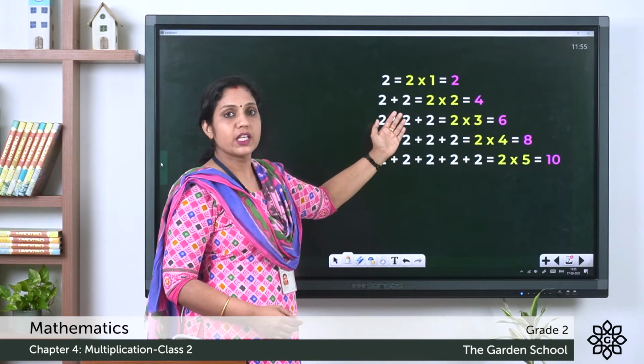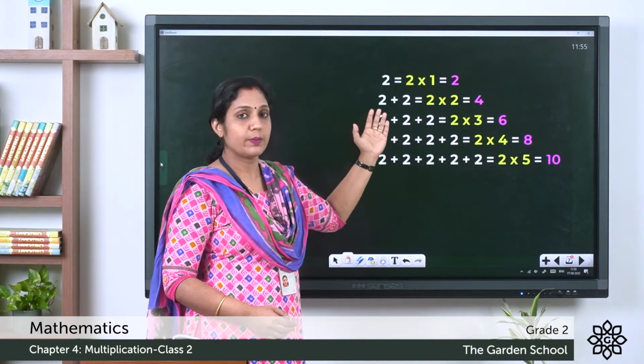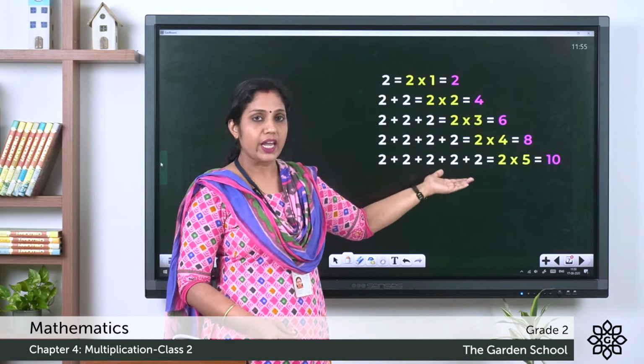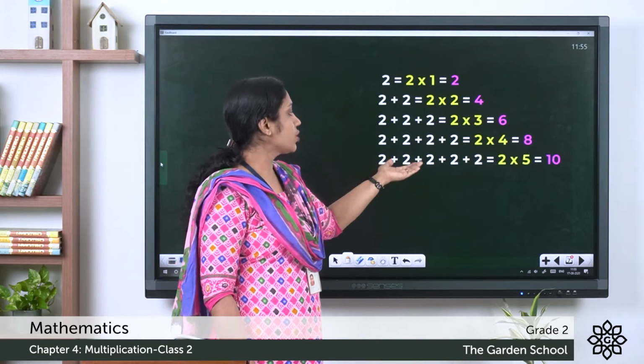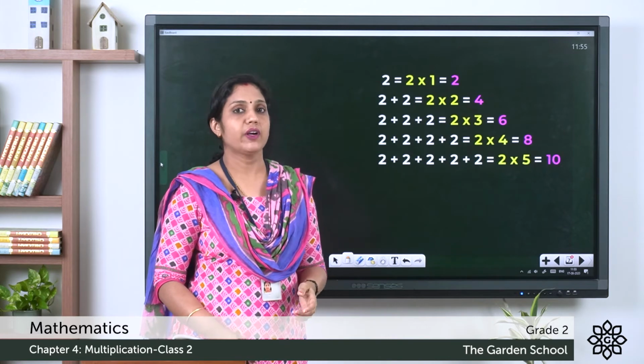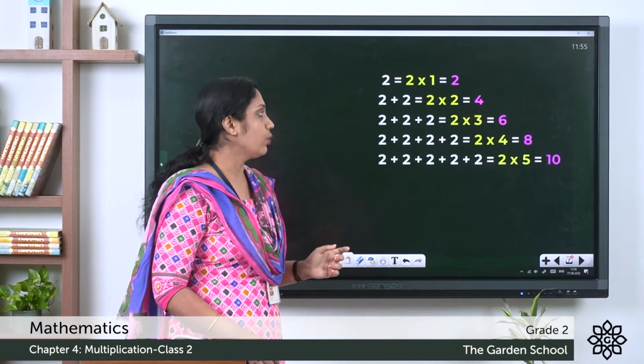2 plus 2 plus 2 plus 2. The number 2 is repeating 4 times. So, it's been written 2 into 4 is equal to 8. 2 plus 2 plus 2 plus 2 plus 2. The number 2 is repeating 5 times. So, it can be written as 2 into 5 is equal to 10.